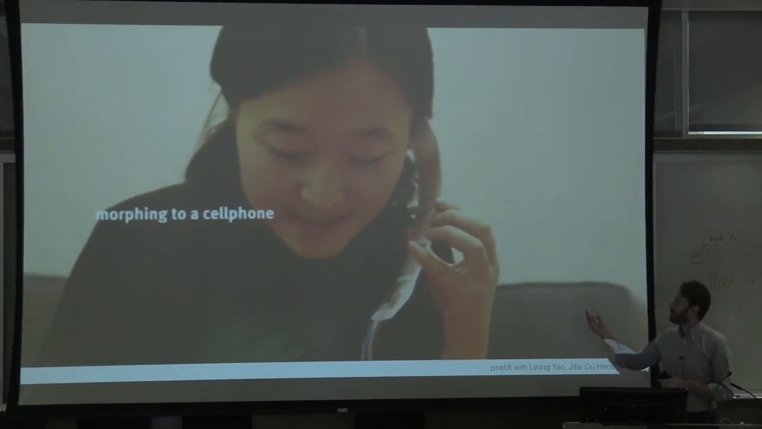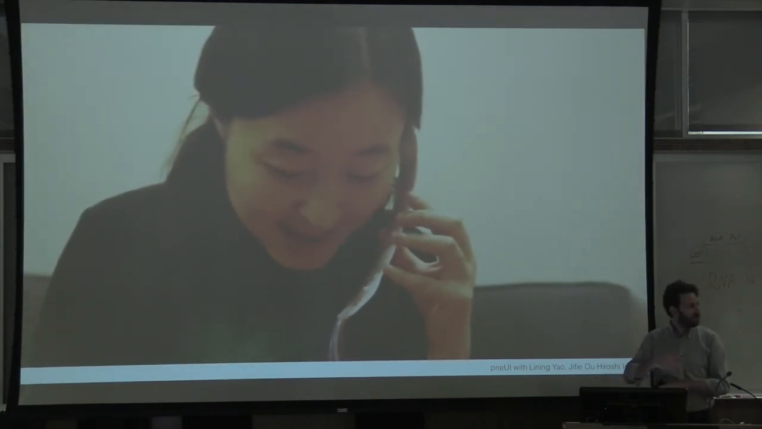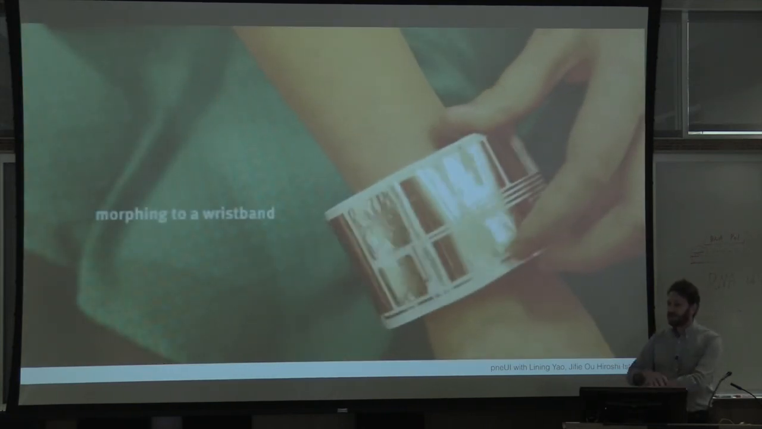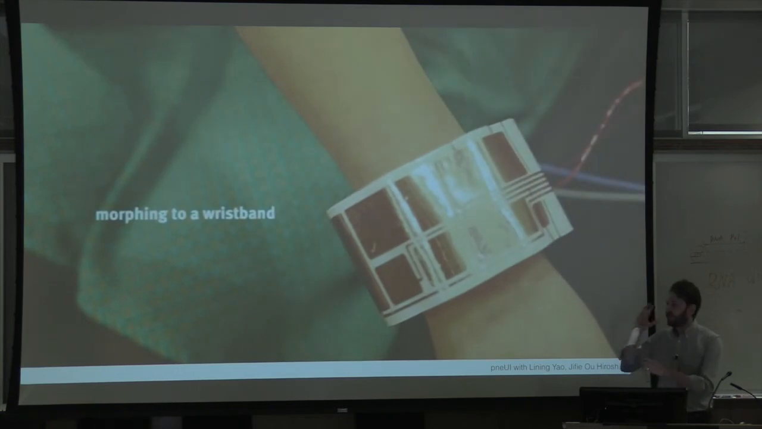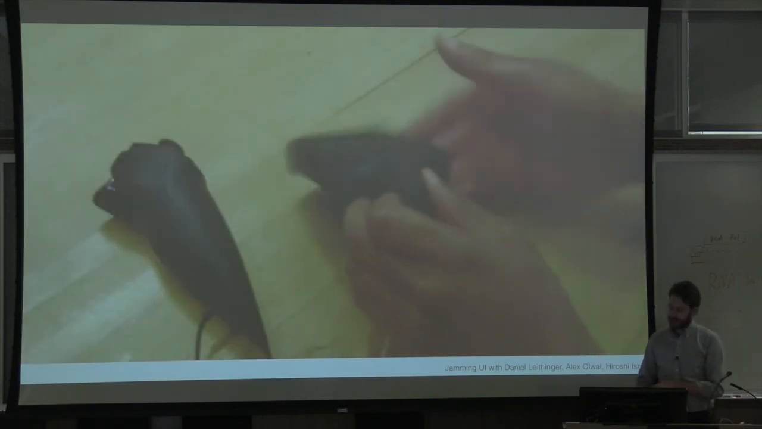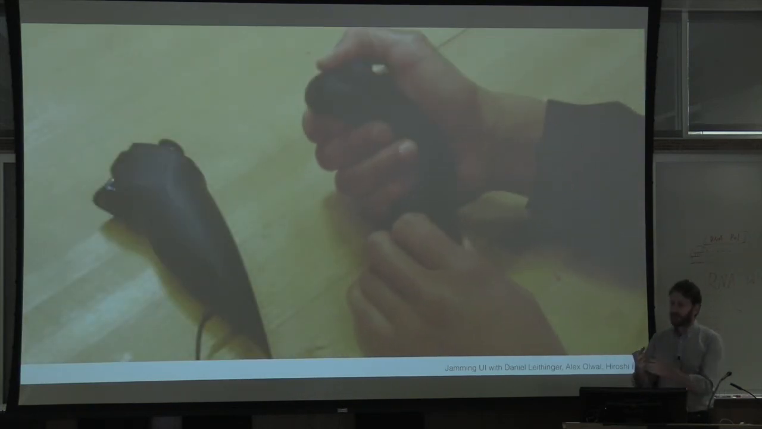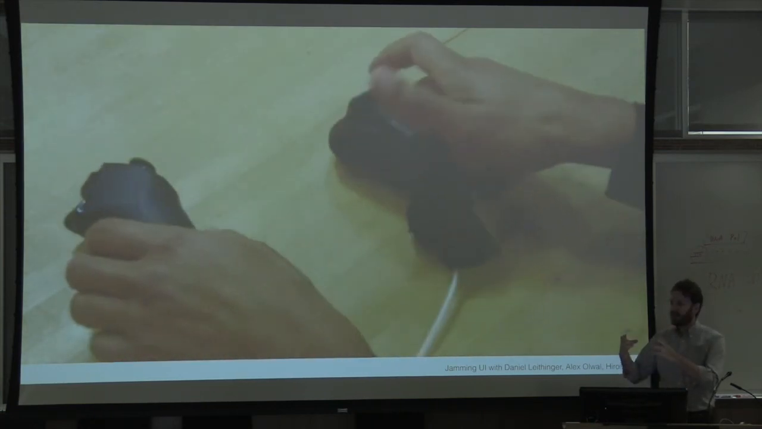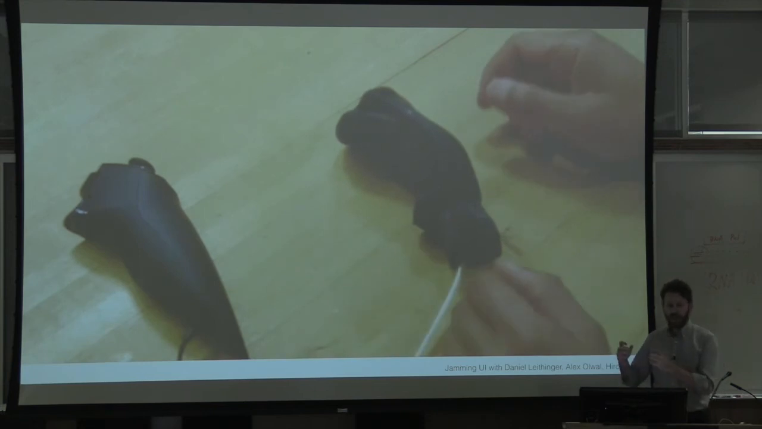Again, this is work with Lining Yao, who I believe gave a talk last year as well, about a mobile device that could transform between a bracelet and a cell phone, and it's all pneumatically actuated. This is a project with Alex Owal and Daniel Leichtinger thinking about how we could actually deform objects into the different affordances that we need and lock them in there. It uses granular jamming to lock the shape of these devices. So as opposed to the previous work where the computer is determining the shape, here the user changes the shape and that informs its functionality.